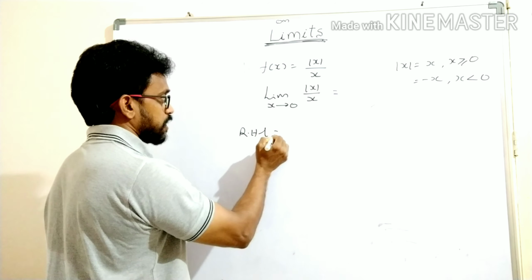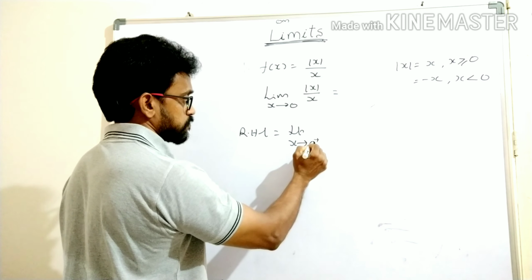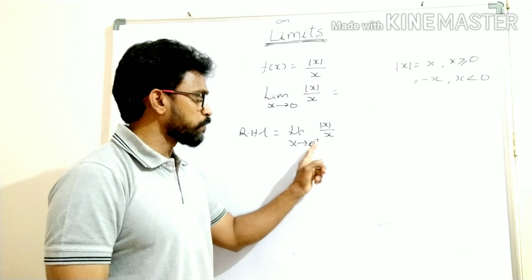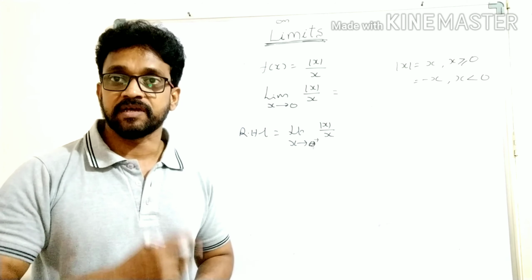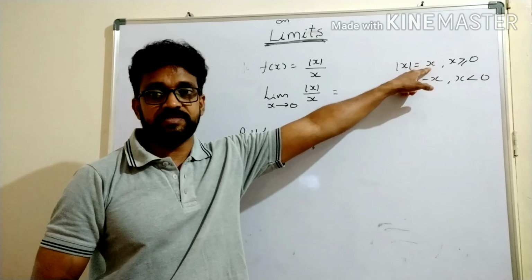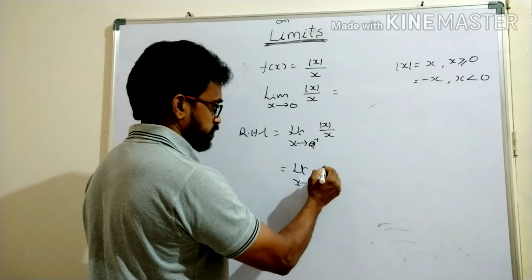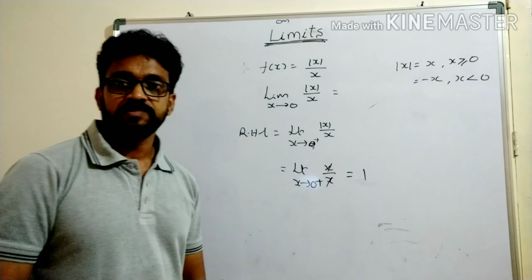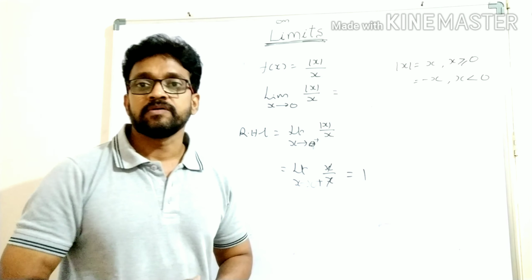First we calculate the right hand limit. Limit x tends to 0 plus of mod x by x. X tends to 0 plus indicates x values approach to the right of 0. That means x is greater than 0. When x is greater than 0, mod x is equal to x. That's why, very clear, limit x tends to 0 plus is x by x, which is equal to 1. So as x tends to 0 plus, the corresponding function tends to 1.